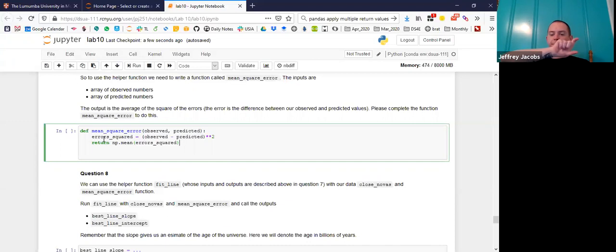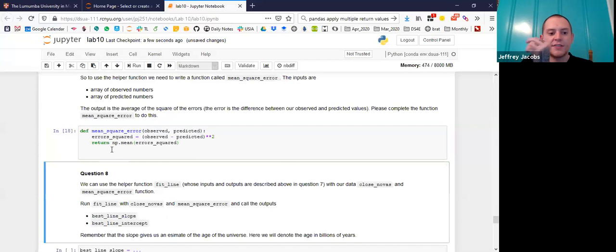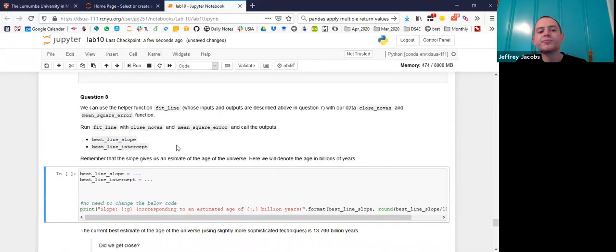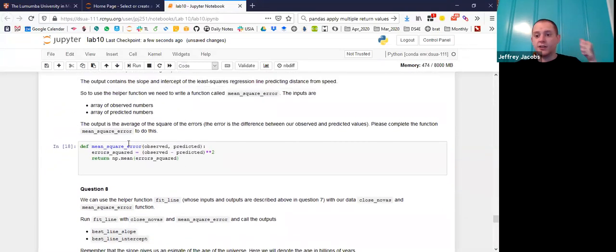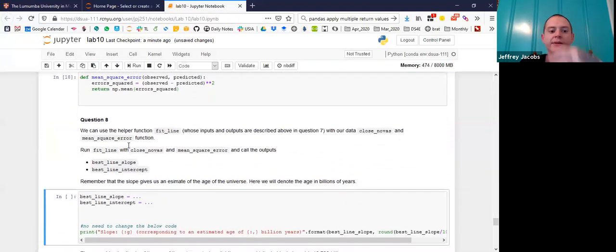The computer can't do anything with a big list of errors. It just needs a single number that says how badly that line did. So we just take the average of all the errors, the average of the squared errors. That's, on the whole, how badly the line did. Now that we've written this function, we just return the mean of the squared errors. We can provide our data table along with our mean squared error function to our line optimizer.